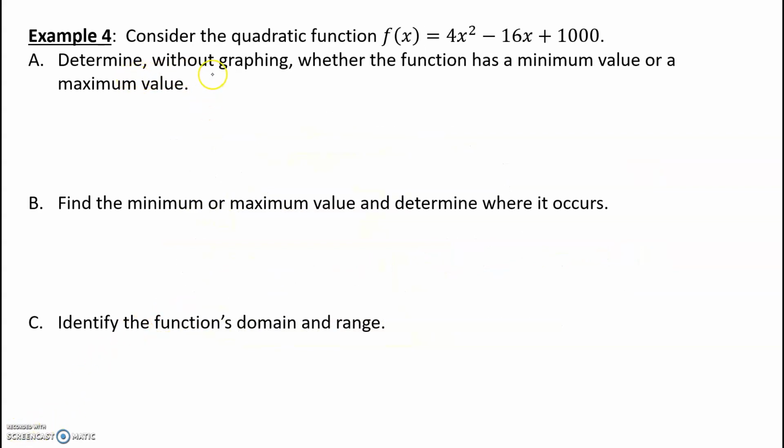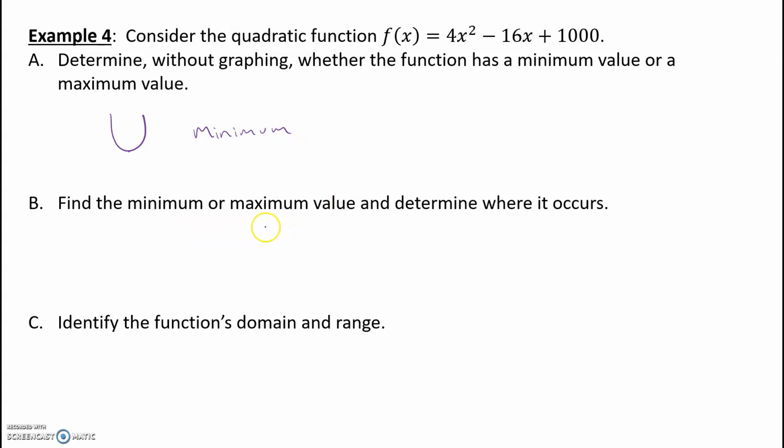So it says determine without graphing whether the function has a minimum or maximum. So we see here our A is positive 4. We're opening up. So if we're opening up, that means our vertex is our lowest point. It is a minimum.